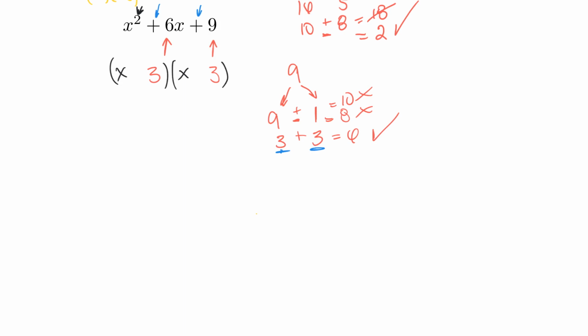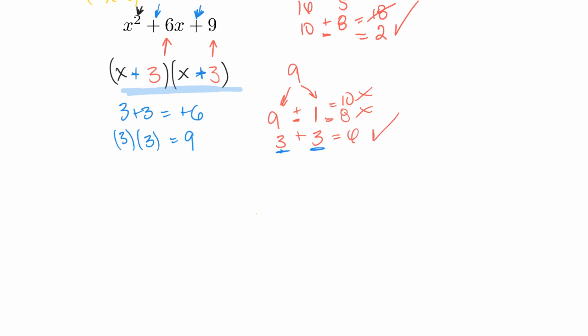Okay, so for two numbers to be added and give me a positive number, either the greatest number has to be positive or both of them have to be positive. And to get a positive multiplication, we either multiply minus times minus or plus times plus. So in this case, both of them are positive because we have 3 plus 3, and that will be positive 6. And we multiply 3 times 3, and that will be positive 9. So we got the two numbers that will give me the factorization of this polynomial.